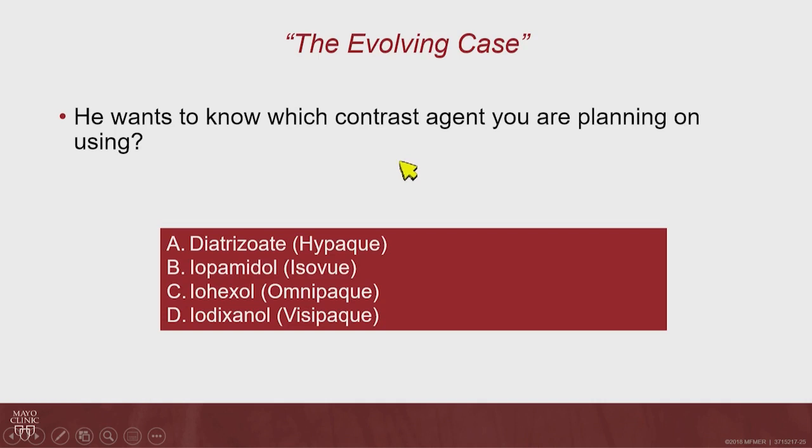This is assuming you have a choice, that you're not in a contrast shortage and hoarding contrast. But if you had a choice, what would you give this patient? Here are your choices: Hexabrix, Isovue, Omnipaque, or Visipaque, commonly used cath lab agents. So what would you use here?